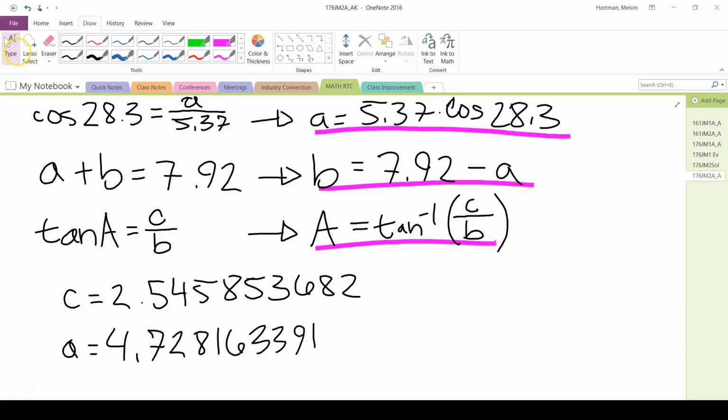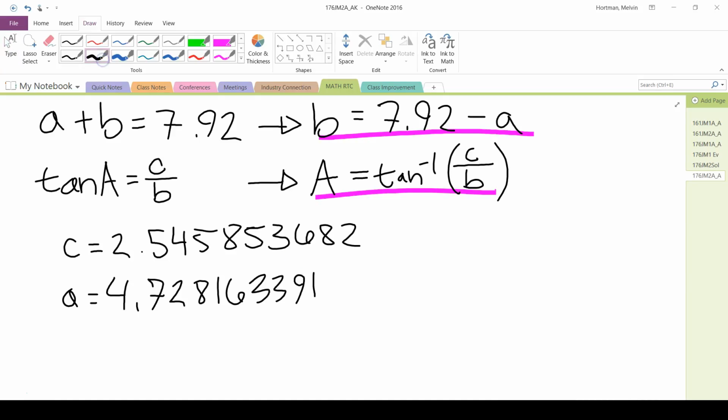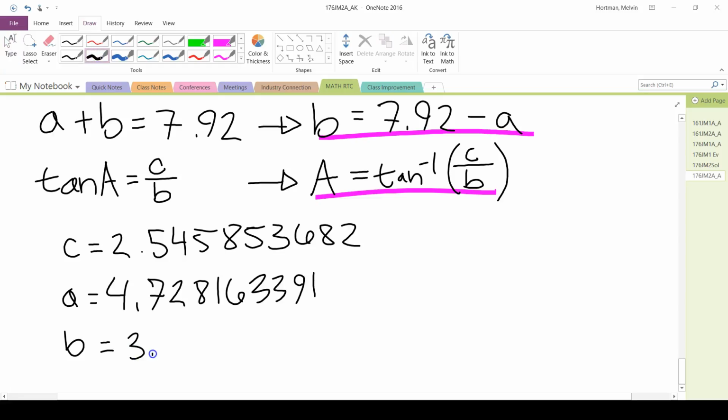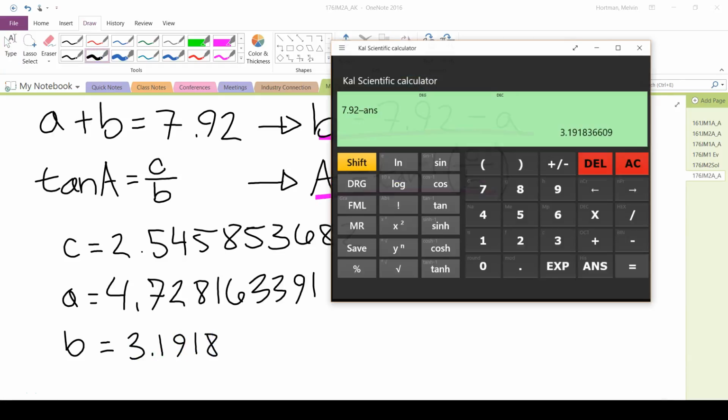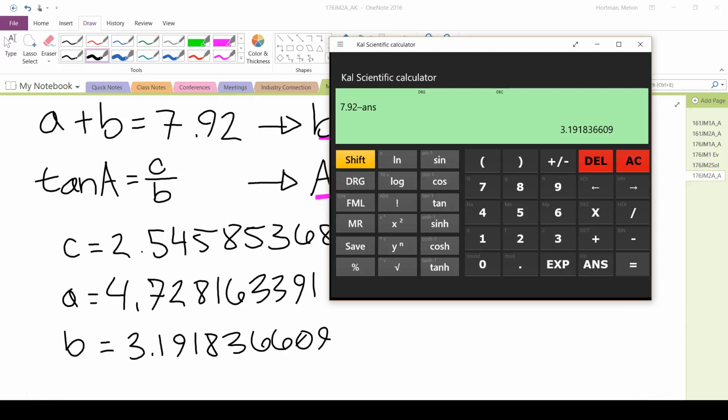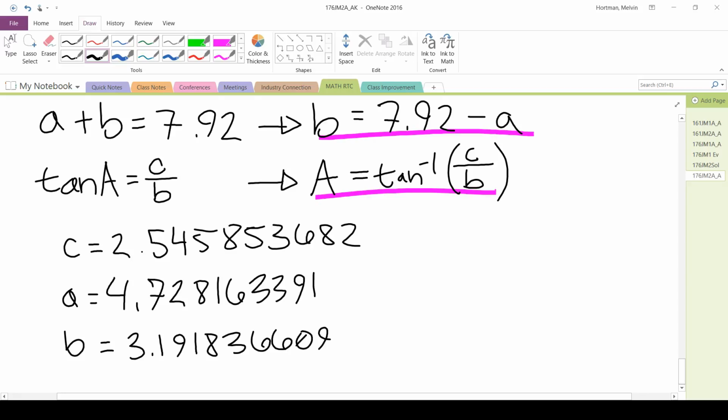And then we can quickly do B, because it's just a subtraction. B, we're going to have 7.92 minus A. So it's going to be 7.92 minus our previous answer, which was A, 3.191836609. I think that was everything. Yep.